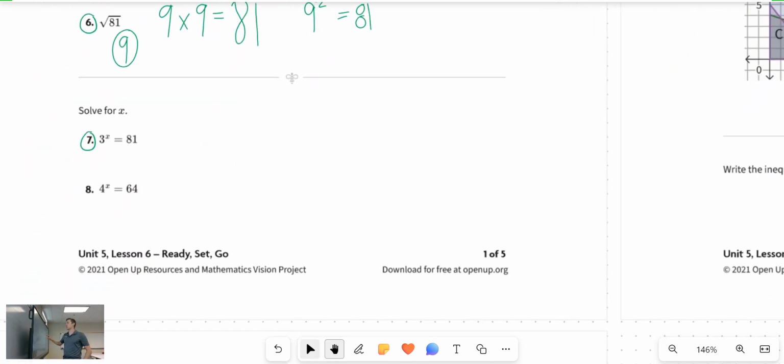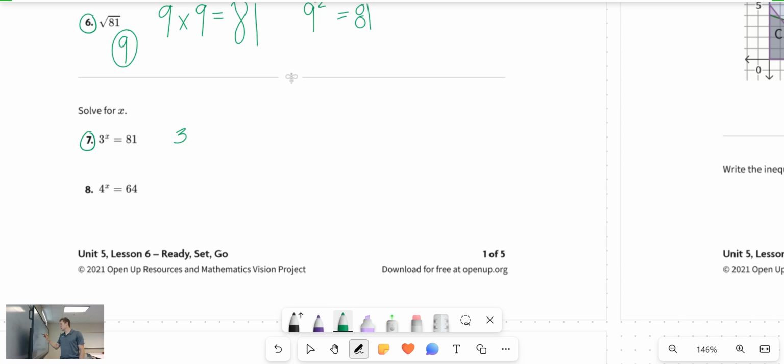Solve for x. 3 to the x equals 81. So that means 3 times itself some number of times. So 3 times 3 times 3, and so on. How many 3's would we have to multiply by themselves? Well, 3 times 3, this part would just be 9. This part would be 27.